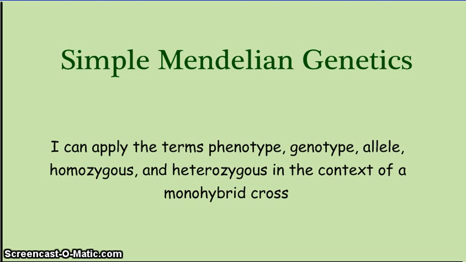Okay, this video lecture will introduce you to the simple Mendelian genetic principles and how to use a Punnett square to predict the outcomes of different kinds of crosses. We'll satisfy the requirements for learning target number 1, which states I can apply the terms phenotype, genotype, allele, homozygous, and heterozygous in the context of a monohybrid cross.